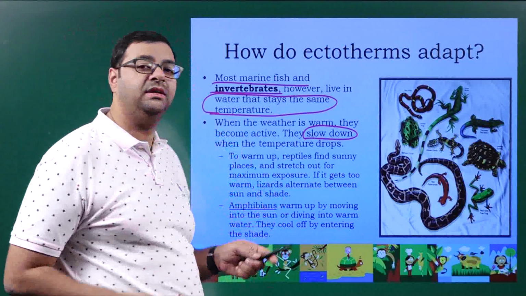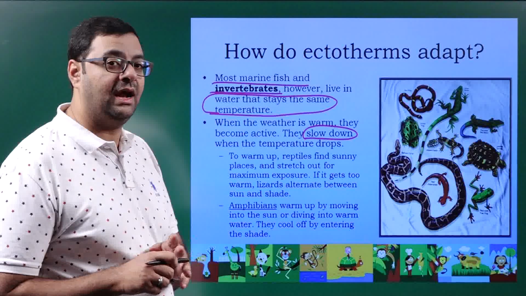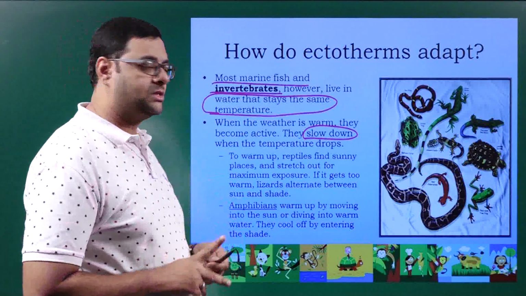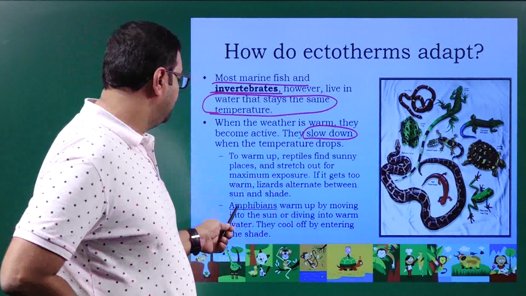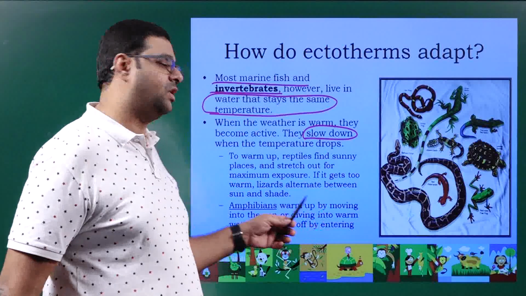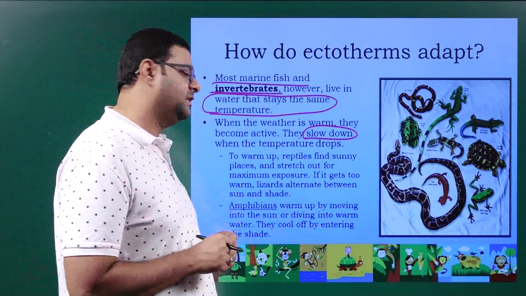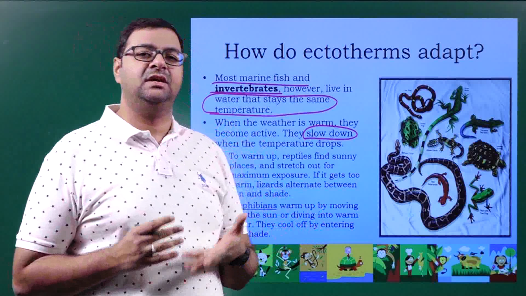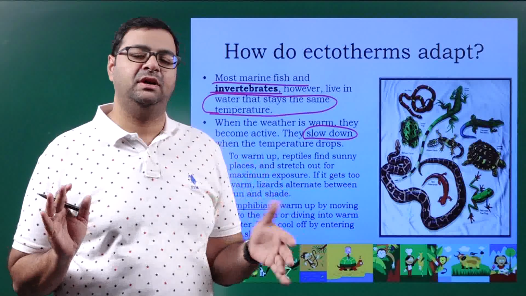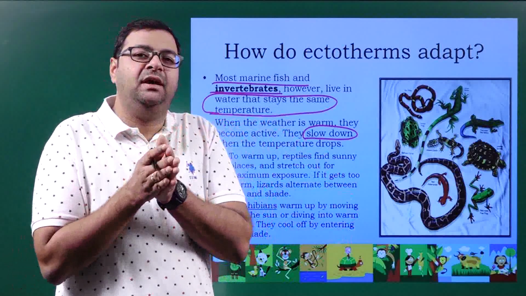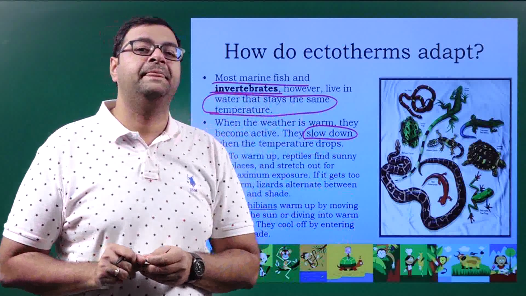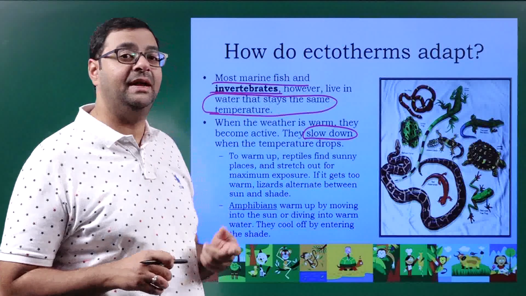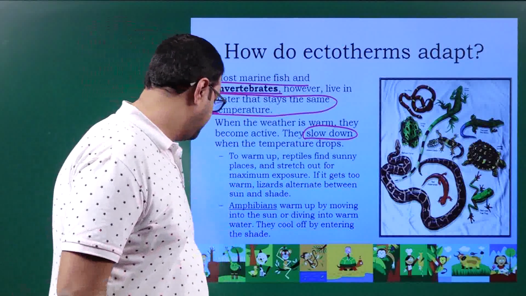Similarly, amphibians can live on land as well as in water. They can breathe in both the areas. Amphibians warm up by moving in and out of the sun, by diving into the water, and they cool off in the shade. Generally, once they have to raise their body temperatures, they come out into the sun, and once their body temperature is sufficient, they move back into the shade. This is how the ectotherms regulate or maintain their body temperature.